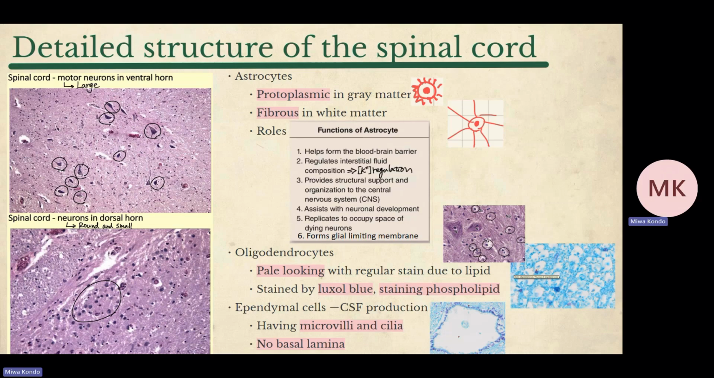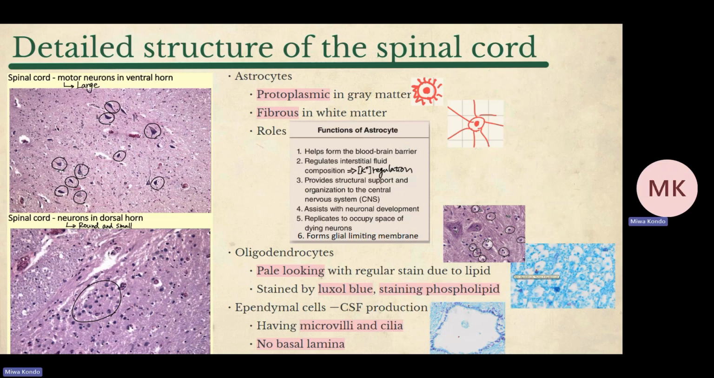Astrocytes are found throughout the CNS and come in 2 types: protoplasmic in gray matter and fibrous in white matter. Their roles include forming the blood-brain barrier in the brain, regulating interstitial fluid composition, providing structural support, aiding in neuronal development, replicating neurons, and forming the glial-limiting membrane.